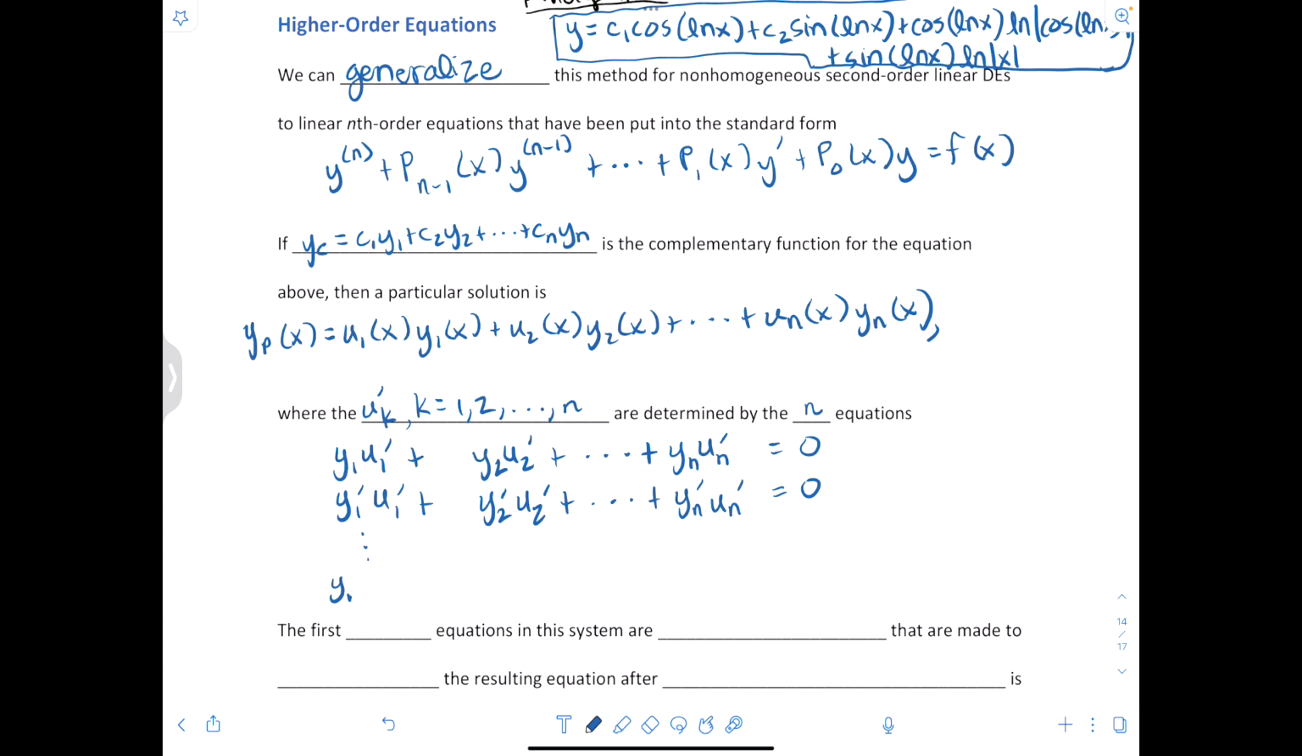y1, the n minus first derivative of y1 times u1 prime plus the n minus first derivative of y2 times u2 prime plus dot dot dot plus the n minus first derivative of yn times un prime. This one would equal some f of x. So these would go all the way down. They'd be all zeros except for that last one.